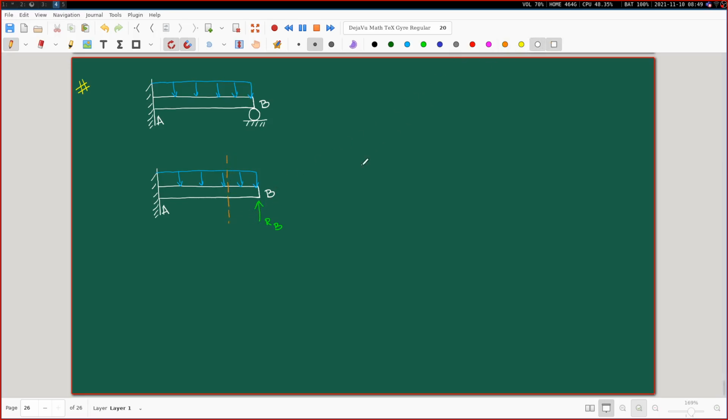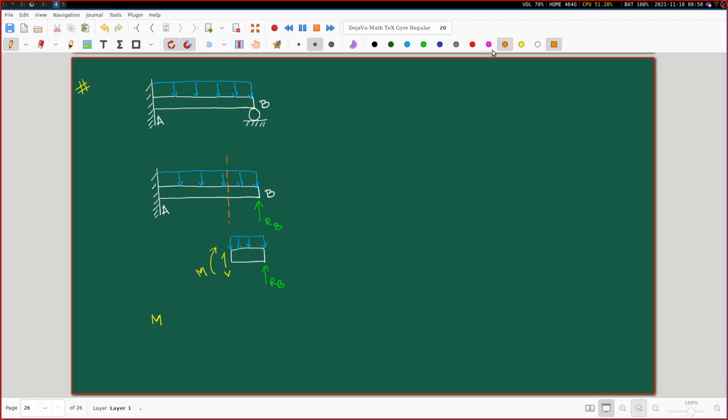I am going to consider this right side. Same force RB. Like this. Okay. Moment, shear force. All right. What is the expression of the moment? Tell me quickly.